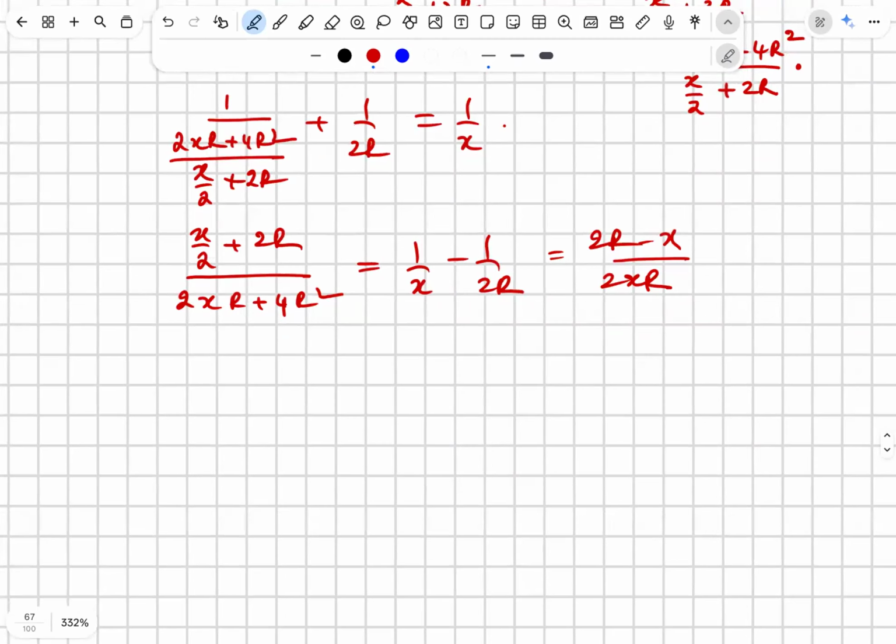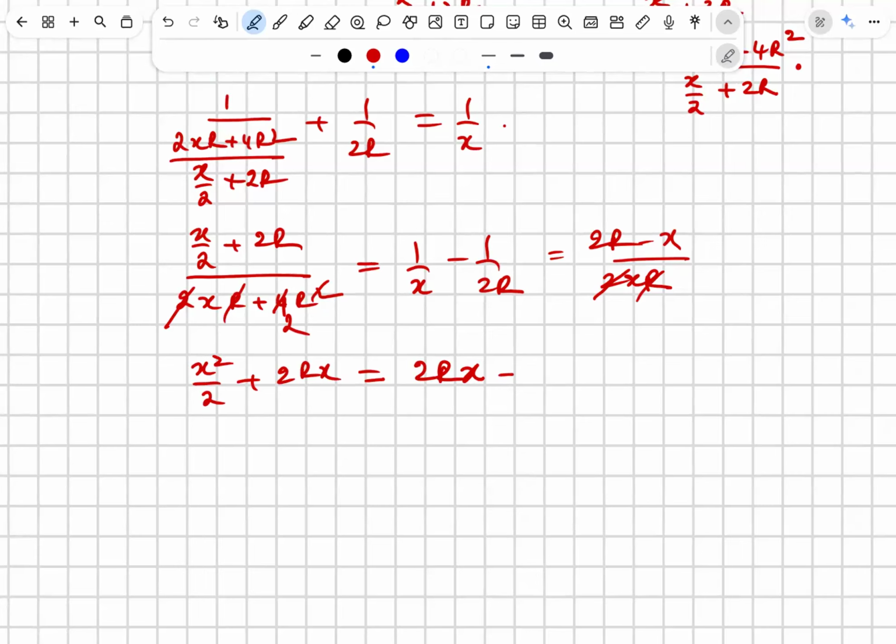Now you take cross multiplication. 2r cancel చేస్తే, x square by 2 plus 2rx is equal to 2rx minus 2rx.